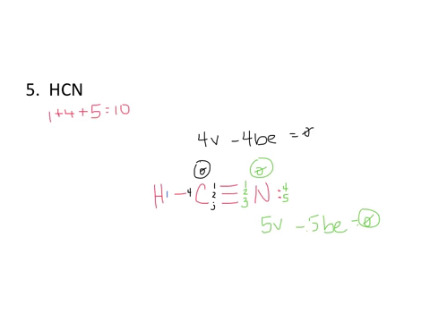Hydrogen, again, it's just got that one bond. So it's got 1 bonding electron, and it also has 1 valence. So we're doing pretty good so far. Each one has a formal charge of 0.